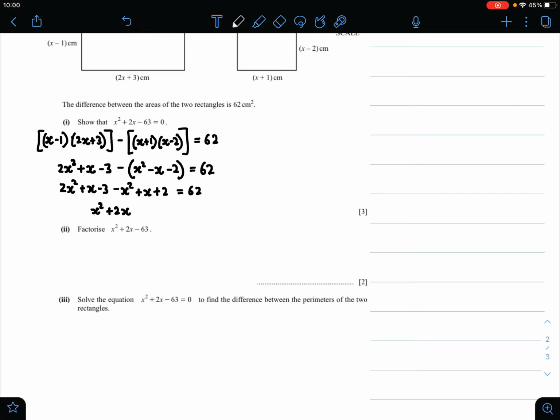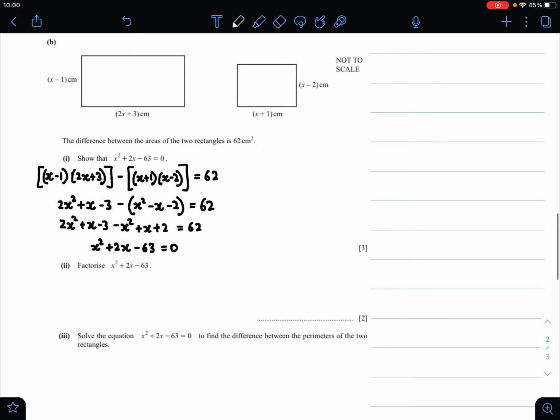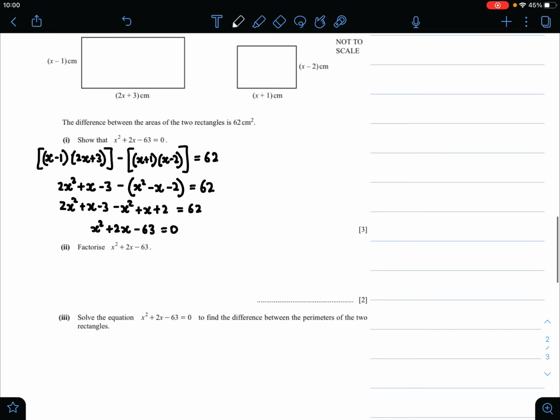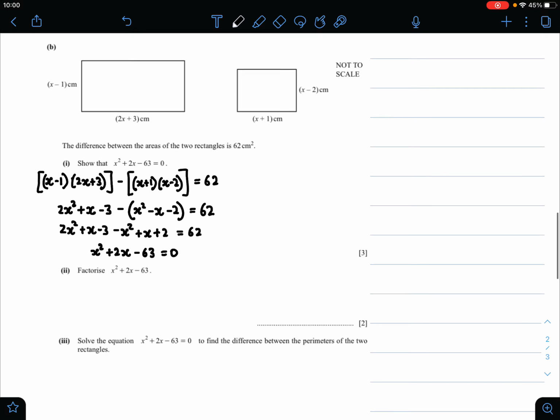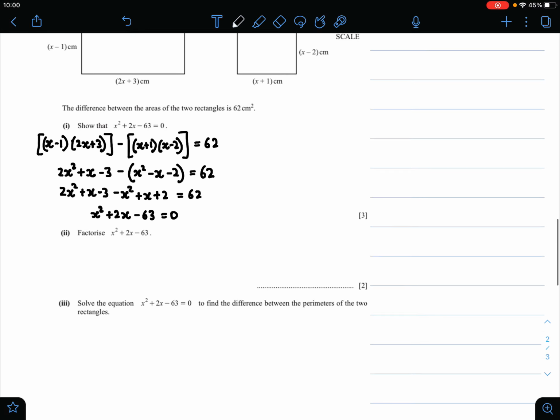negative 3 plus 2 is negative 1, and if we get the 62 to the other side of the equation, it will be minus 1 minus 62, which is equal to minus 63, which is equal to 0. Now we have proven that x square plus 2x minus 63 is equal to 0. So let's move to part B2 now, where they are asking us to factorize this expression.